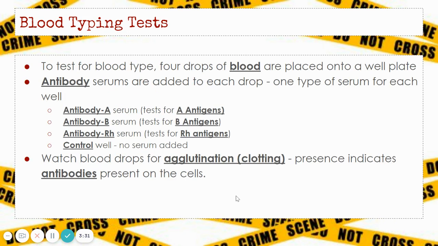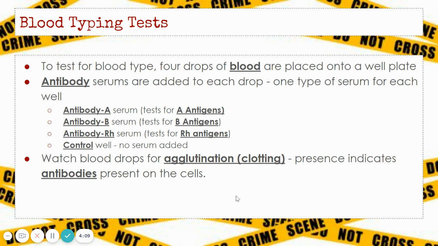To test for blood type, we take 4 drops of blood placed onto a well plate, and there are going to be 4 different wells that we'll use to test. Then we will add antibody serums to each drop, one type of serum for each of those different wells. We'll add antibody A serum, which is going to test for any A antigens that would be on the cell. Antibody B serum is going to test for B antigens on the cells. Antibody RH serum is going to test for the RH antigens. And then we're also going to have a control well with no serum added.